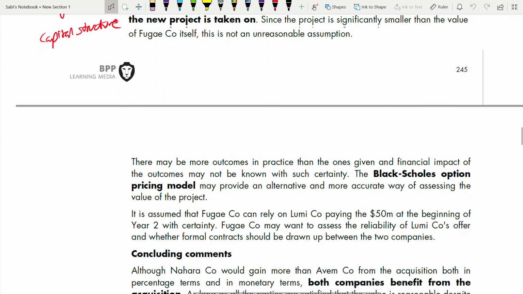Now coming to this. There may be more outcomes in practice than the ones given, and the financial impact of the outcomes may not be known with such certainty. The Black-Scholes option pricing model may provide an alternative and more accurate way of assessing the value of the project. Yes, maybe this might be more helpful.